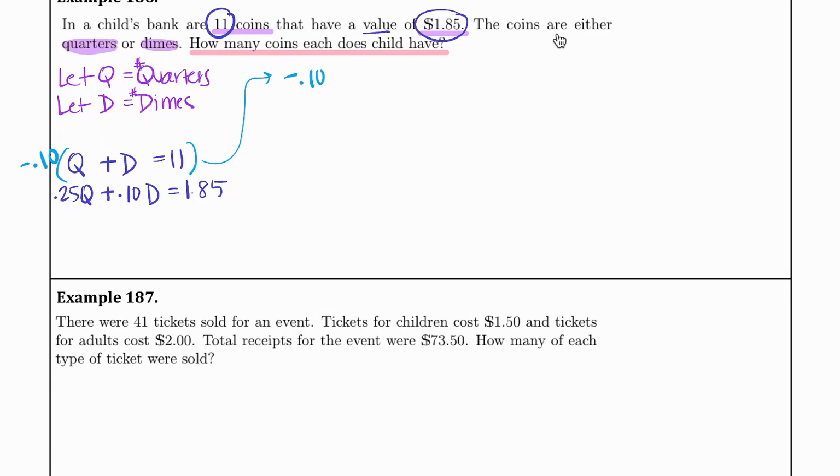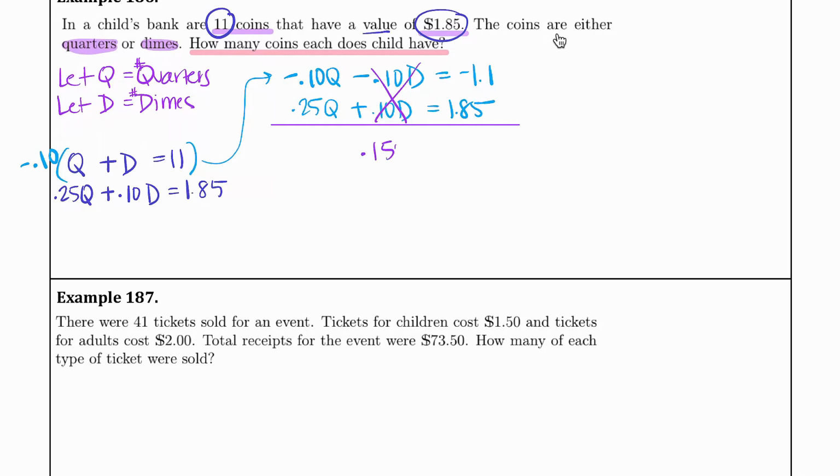We get negative 0.10Q minus 0.10D equals 11 times negative 0.10, which is negative 1.1. Okay, our second equation we didn't alter, so we keep that the same. 0.25Q plus 0.10D equals $1.85. Now we're ready to eliminate. Negative 0.10, positive 0.10 eliminates. If we combine our Q's, a negative 0.10Q plus 0.25Q gives me 0.15Q equals, if we combine our numbers on that right side, we should get 0.75.